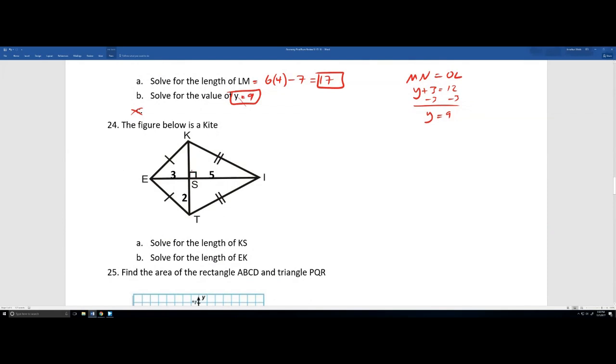Okay, kites. Kites come after rhombuses, and the idea is that ST is going to be congruent to KS. So if it's asking you to find the value for KS, you simply have to look at ST, which is 2. Now solve for EK. We already said that KS is 2, and all we have really is a right triangle. So how do you find the hypotenuse of a right triangle? That's the Pythagorean theorem. So EK squared equals KS squared, which is 2, plus ES, which is 3, and we're just using Pythagorean.